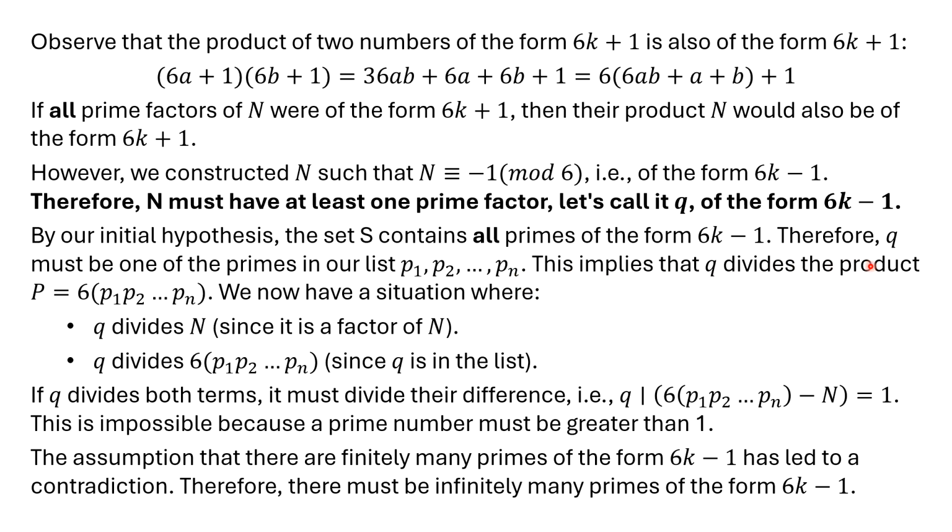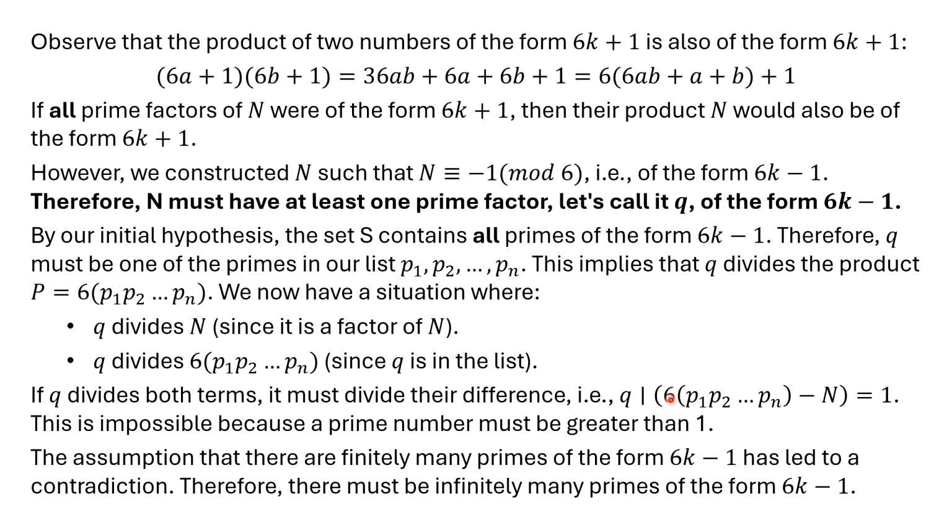So this implies q divides the product, this we'll call it p, and now we have the situation q divides n, since it's a factor of n. In other words, it's one of the q sub 1, sub 2, and so forth. And q divides 6 times the product of the p's, since q is in this list from what we deduced up here. So if q divides both terms, it must divide any linear combination. We've seen that before.